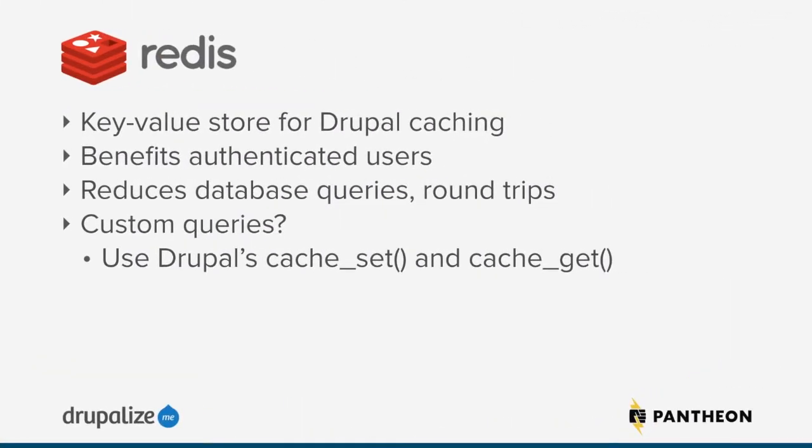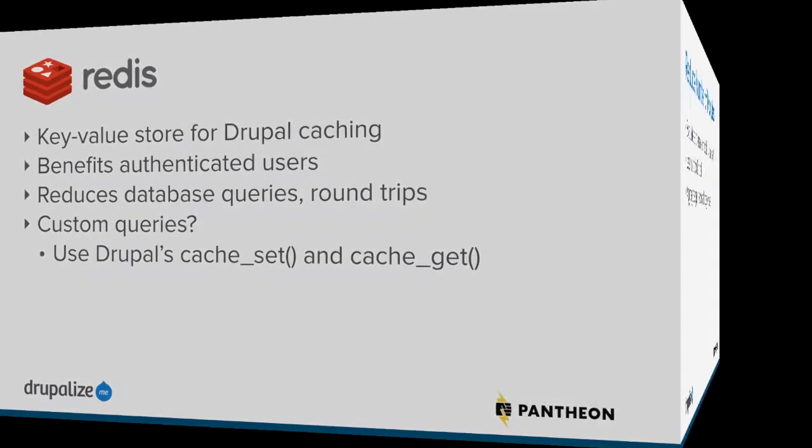Pantheon also offers Redis, which is a key value store for caching Drupal components. So it gives you more benefits for authenticated users, because you can reduce the number of database requests and the round trips that are required to build a page when you use Redis. So that's more on the caching back end rather than the caching front end. And if you've written custom queries, you don't need to write any code for Redis to handle that. You can just use Drupal's cache set, cache get. It totally works just fine with Redis for your database caching.